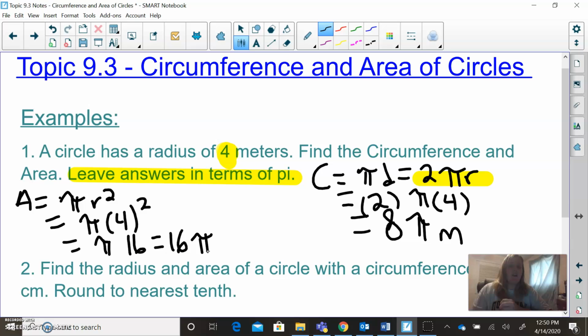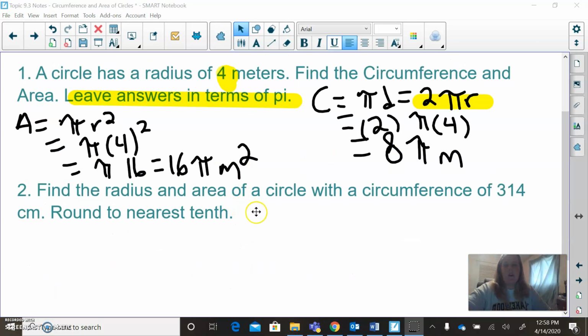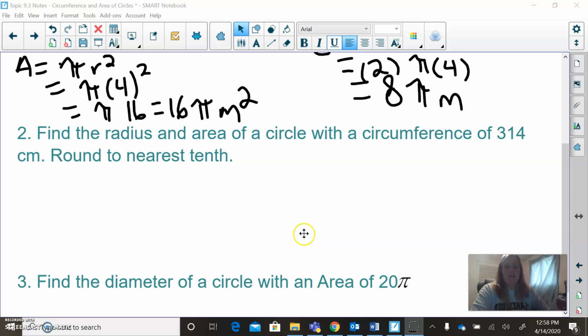Now, let's not forget our units, okay? It's meters, but because it's area, it's meters squared. Okay, guys? So, take a second, pause the video, take that in before you move on to the next question. Alright, so, let's keep moving on.